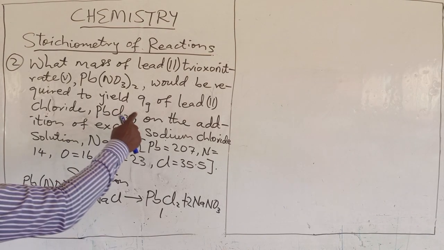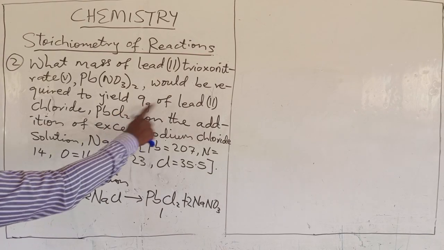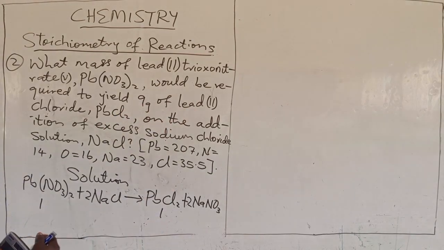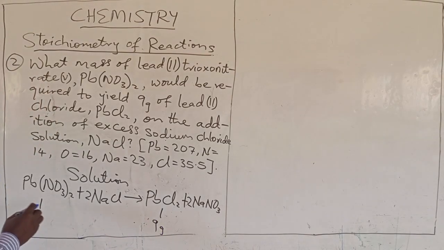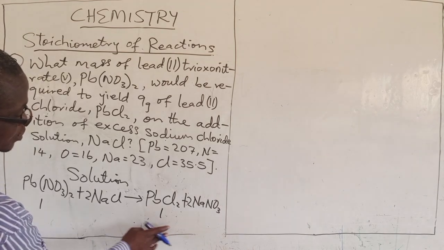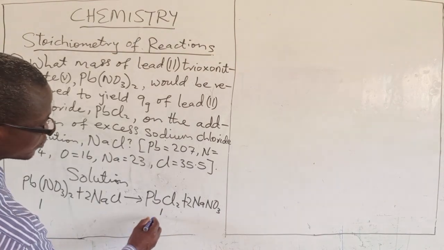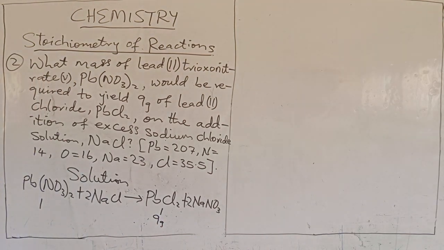they have given you the mass of this one to be 9 gram. And they are asking you to calculate this other one. Let me raise it up to this place. 9 gram. So what mass of this one will produce that 9 gram? You don't know. You put X.